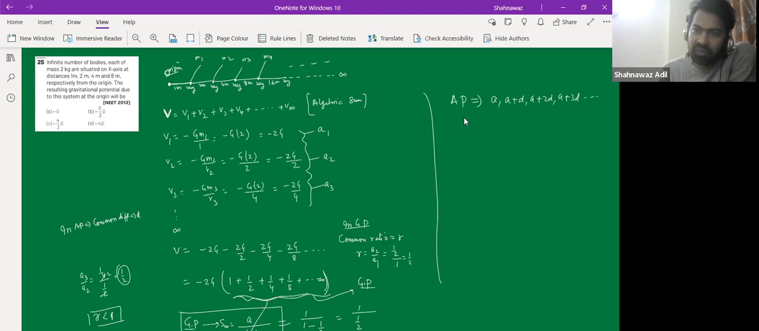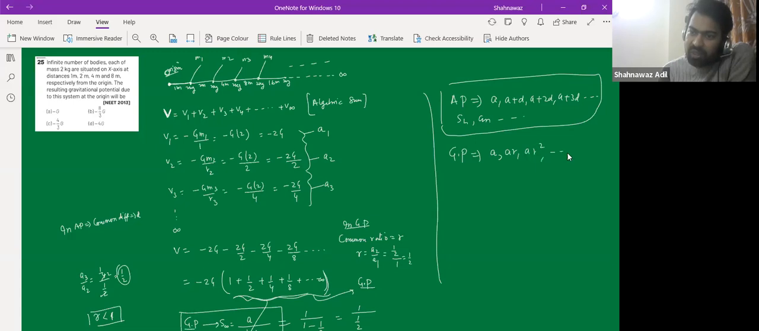And you calculate SN, AN, and all those things in AP. Similarly, you have GP. So how is this defined? GP is A and then AR and then AR square and so on. So this is GP and then you calculate SN, AN of GP. This is called geometric progression.